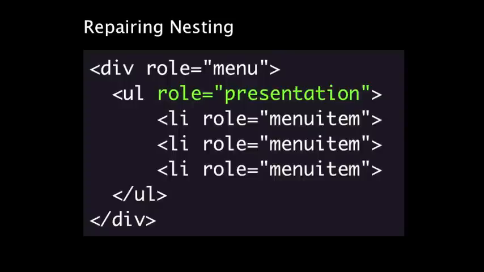This problem is easily fixed by adding a role of presentation to the UL between the nodes with the ARIA menu and menu item roles applied.